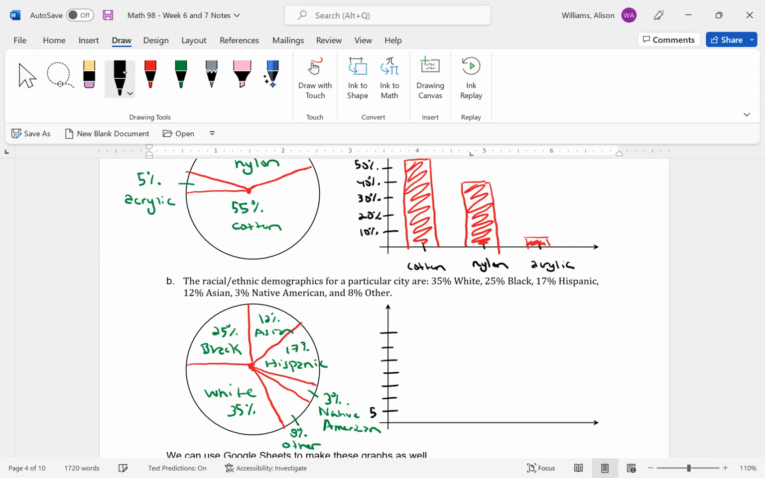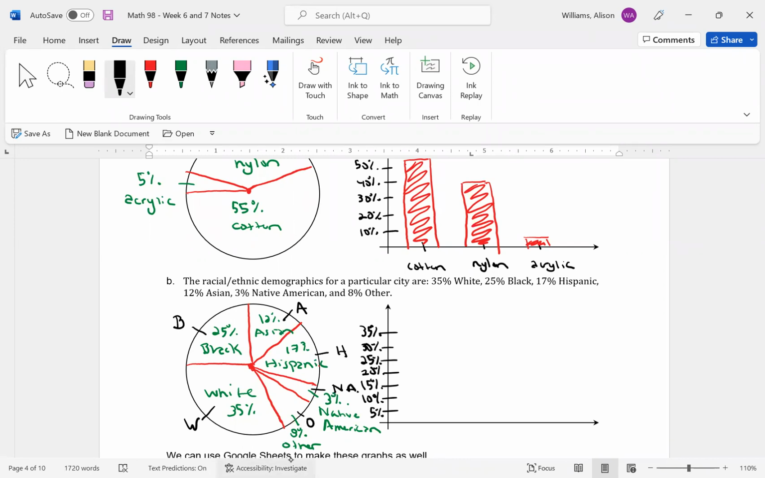So 5%, 10, 15, 20, 25, 30, 35. Yay, I finally did it. Okay. Now for each category, since there's not a lot of space, I'm going to go ahead and abbreviate each category. So this will be W for white, B for black, A for Asian, H for Hispanic, N.A for Native American, and O for other.